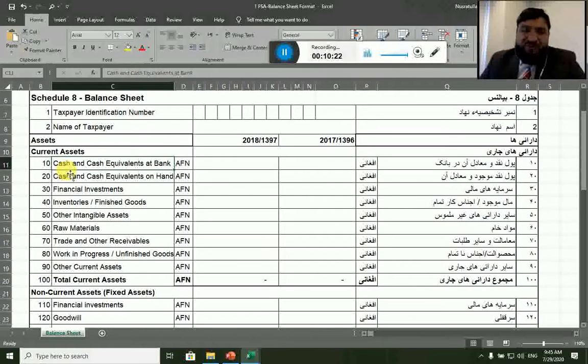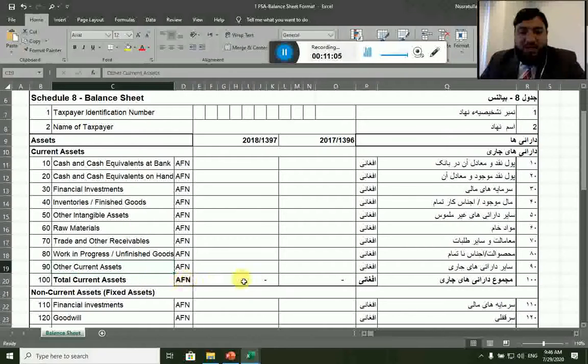So the first account we have is cash and cash equivalents at bank, cash and cash equivalents on hand, and this is Afghani currency. Taxpayers are required to report everything in Afghani, and values should be in Afghani. Financial investments, inventories and finished goods, other intangible assets, raw material, trade and other receivables, work in process or unfinished goods, other current assets. So other current assets are the ones that have not been listed under codes 10 to 80. So all the remaining assets are reported under the other current assets.